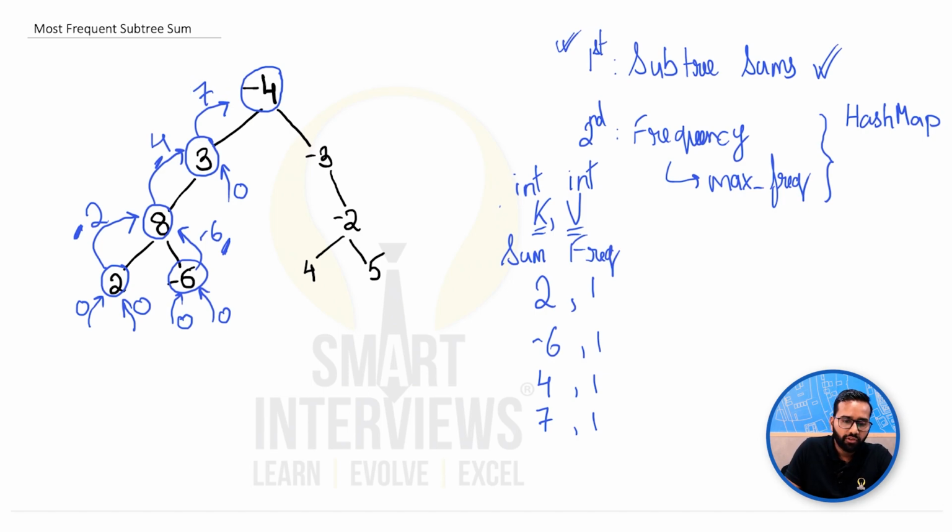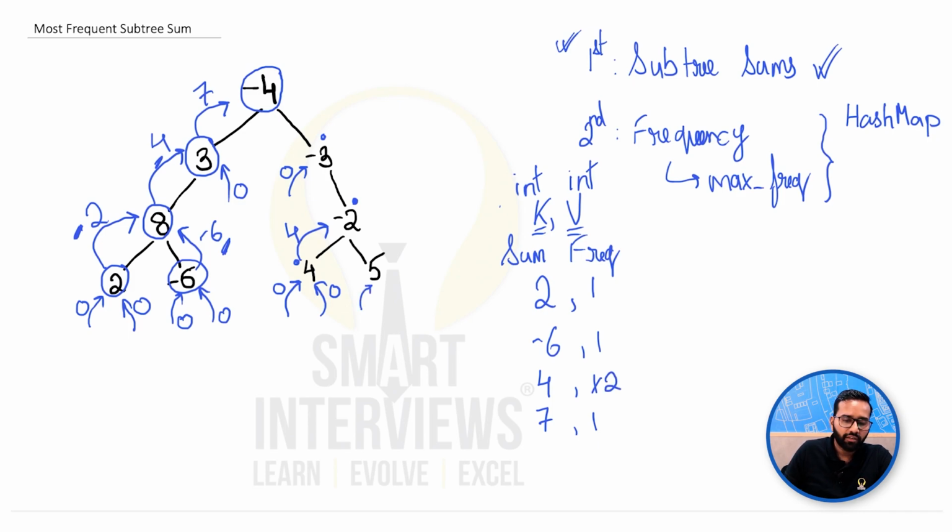So let's continue. We'll go over here. Its left will return 0. We'll try to find the right subtree sum. We go over here, we go over here, we go over here. It will return 0. We go over here. It will return 0. So this subtree sum becomes 4. Before we return it to the parent, we store it in the hash map. Since 4 is already present in the hash map, we'll simply increase the frequency. So its frequency becomes 2.